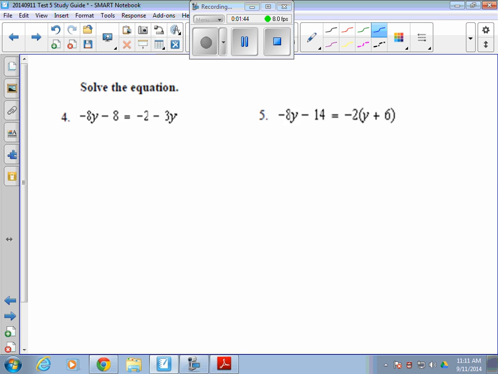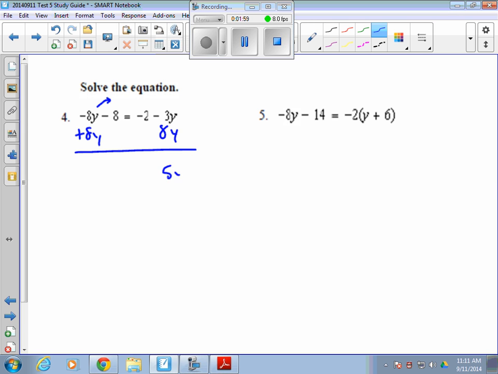Solving these equations, you got y on both the left side and the right side. Put the smaller y over to the larger one. Or you could go the other way. That's just typically how people do it. Negative 8y smaller. Undo that by adding 8y to both sides. If you add it to the left, you got to add it to the right.